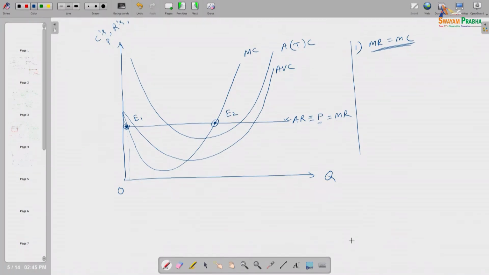Why not at this point? Look, at this point the slope of the MR line is 0 because the MR line is horizontal, but what is the slope of the MC line? On this part of the MC curve, it is negative. Since 0 is greater than negative, at the E1 point the second order condition is not satisfied. So, in this kind of diagram, although E1 and E2 both satisfy the first order condition, only one of them will be the equilibrium, because the second order condition is satisfied at the E2 point.